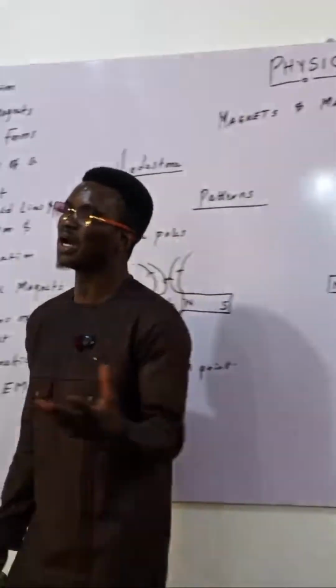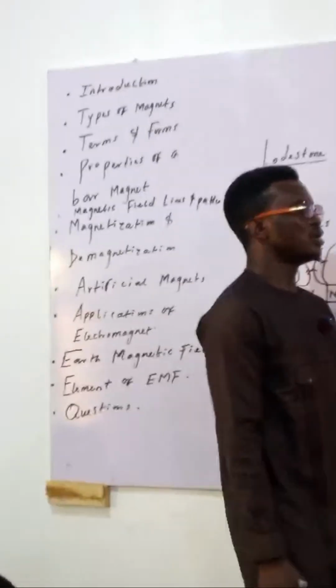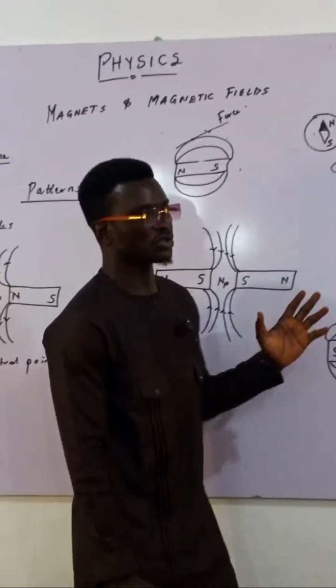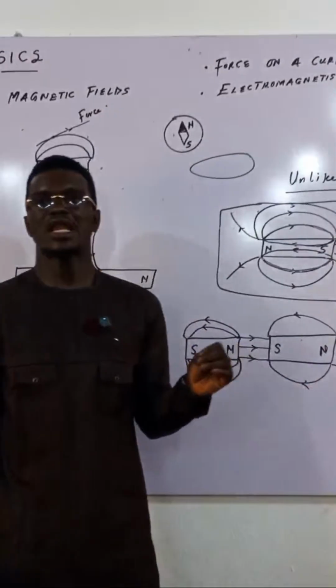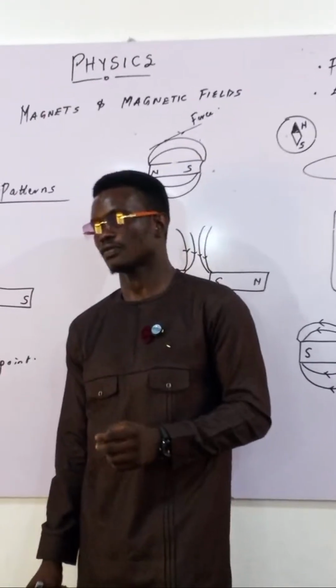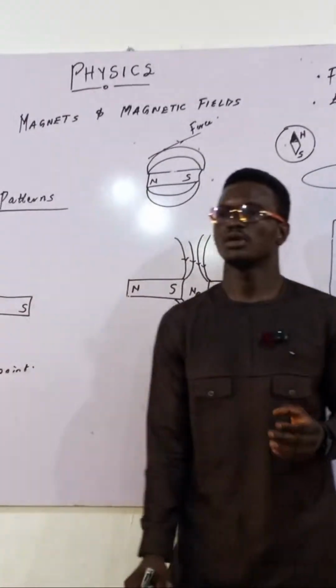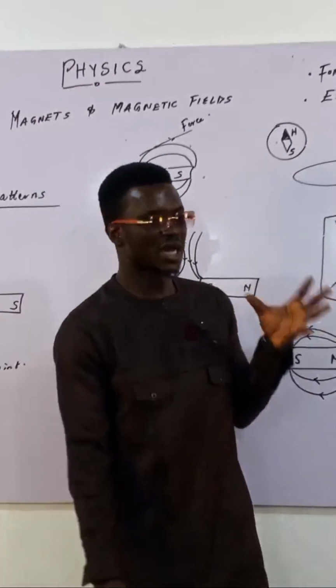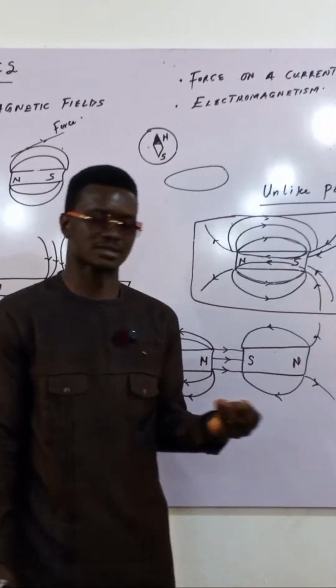Number two. When you are talking about a bar magnet, like poles repel, and unlike poles attract.